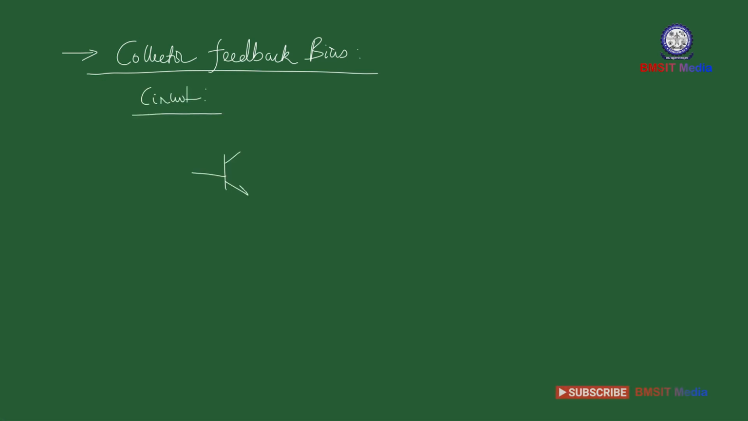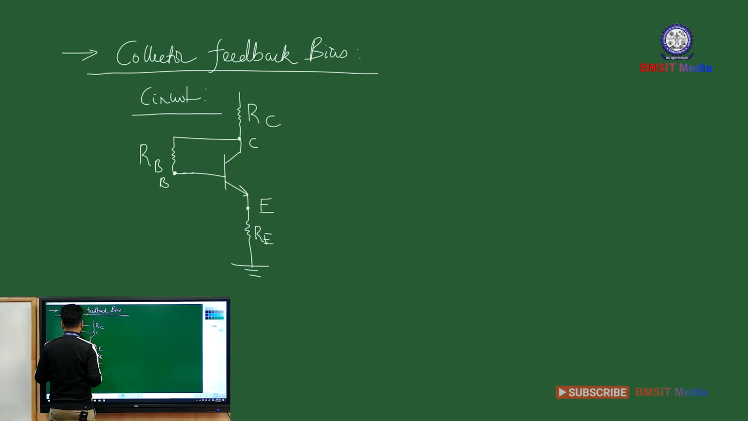So this is the emitter resistor, the base resistor, and this is the collector terminal. The other end of base resistor is directly connected to the collector, and that's how we create a physical interaction between collector and base terminal.